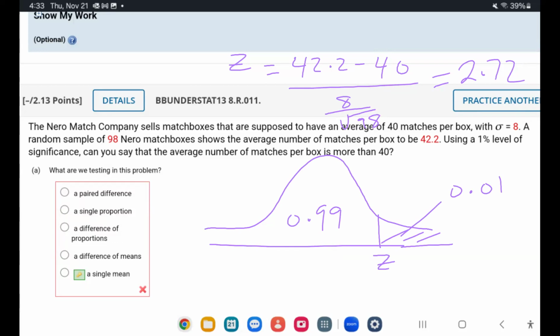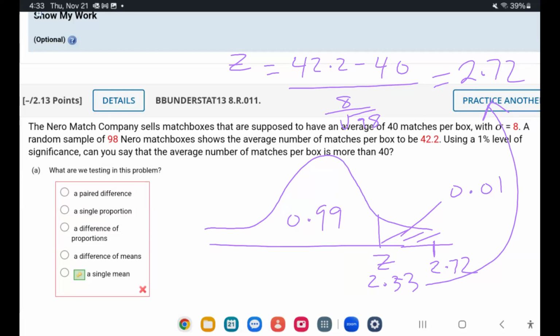Where is it? 0.99. Yes, so you have 2.33. Now, this 2.33, you're going to compare it with this. Now, 2.72 is greater. It's right here, 2.72. So you would see that 2.72 is in the rejection region. So we reject the null hypothesis. So using the p-value or just using the z like we did in class, it's the same thing. You're getting the same conclusion.